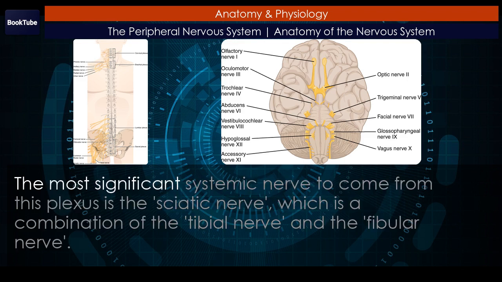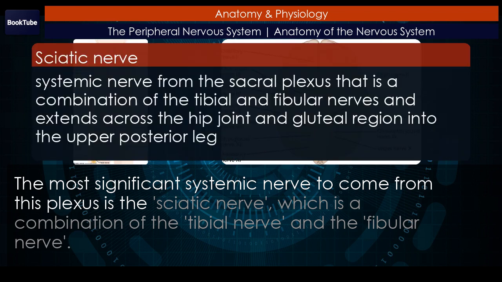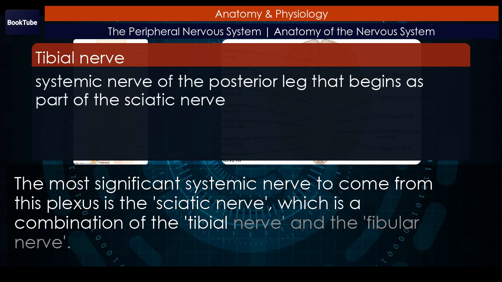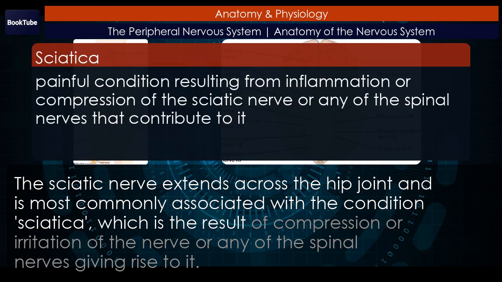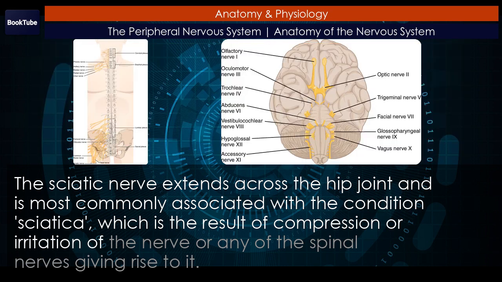The most significant systemic nerve to come from this plexus is the sciatic nerve, which is a combination of the tibial nerve and the fibular nerve. The sciatic nerve extends across the hip joint and is most commonly associated with the condition sciatica, which is the result of compression or irritation of the nerve or any of the spinal nerves giving rise to it.